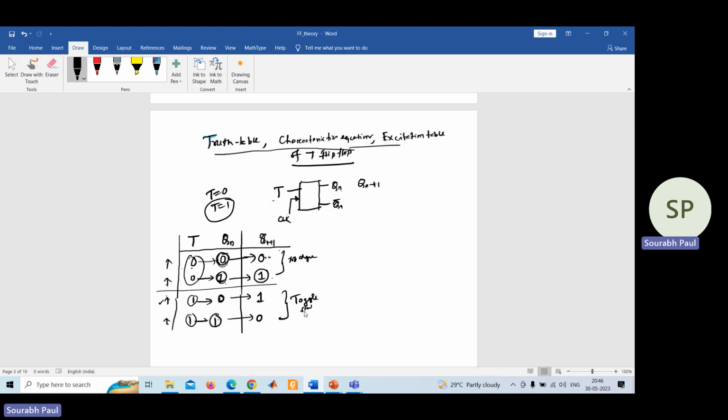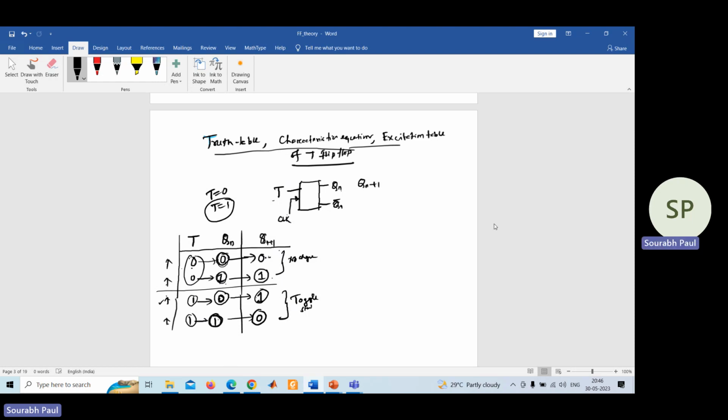Why is it called toggle? You have the present output, and the next output, meaning the output you get after applying the clock, will be the inverted version of the present output. It means if your present output is 0, the next output will be 1. If your present output is 1, the next output will be 0.